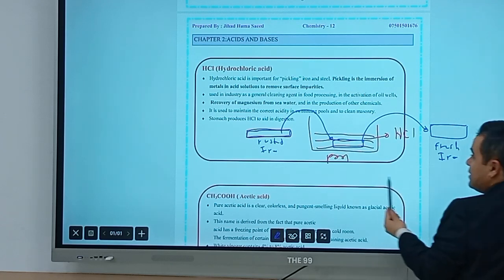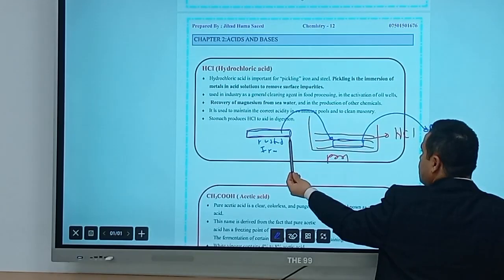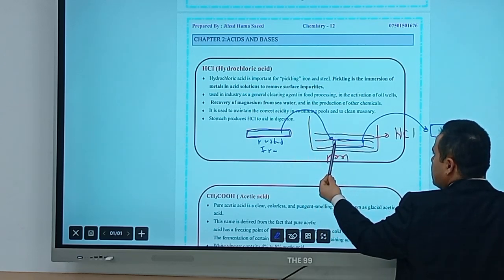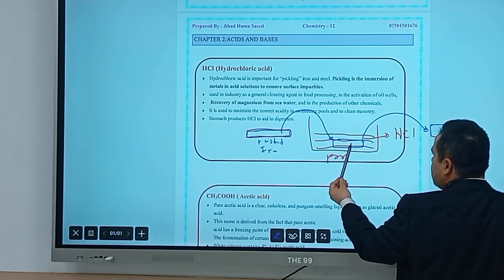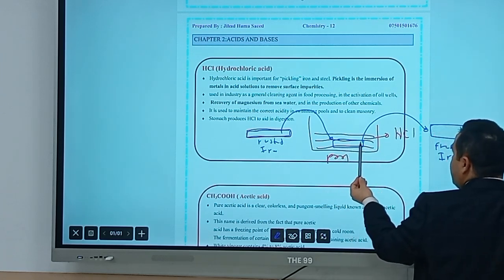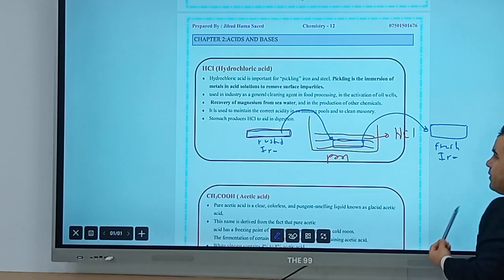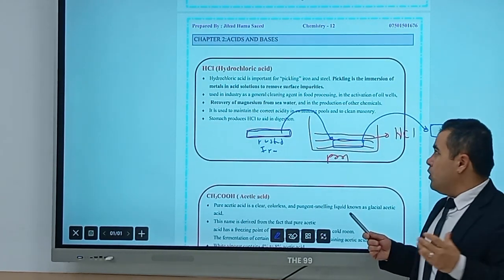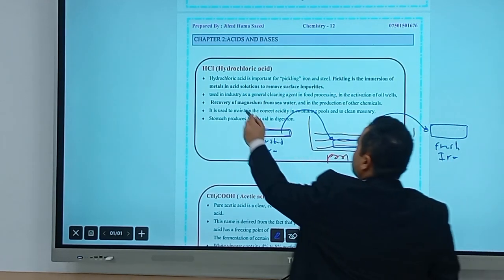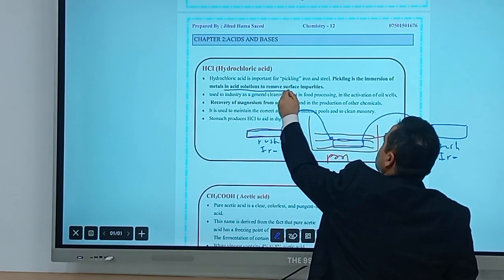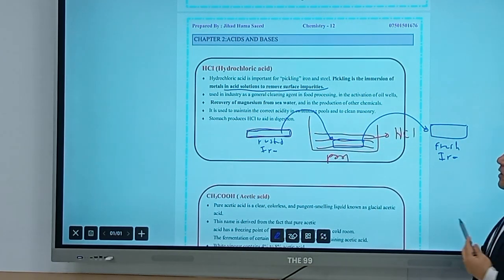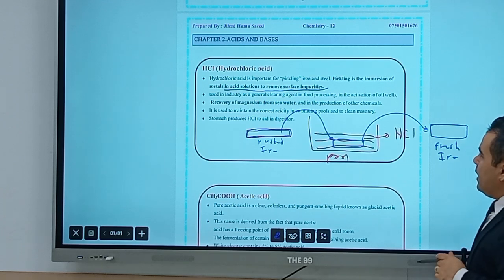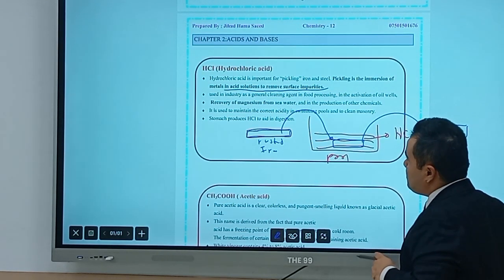This is the pickling process, guys. When we have a rusted iron, its surface has many impurities. When we immerse this rusted piece of iron and let it stay for a period in HCl solution, it removes the surface impurities of that iron piece. That's the pickling procedure, which is the immersion of metal in an acid solution to remove surface impurities. This is one of the main applications of hydrochloric acid.